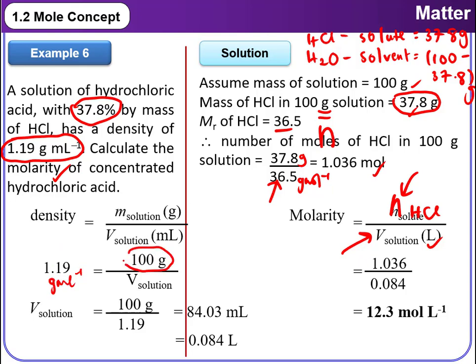What is this 100 gram? 100 gram is the mass of solution. Remember, the mass of solution is 100 gram? Right, so insert it here. Okay. Then of course you can find the volume of solution.